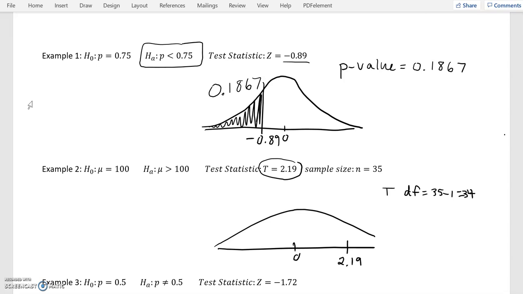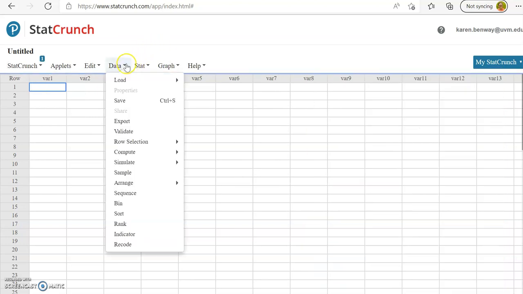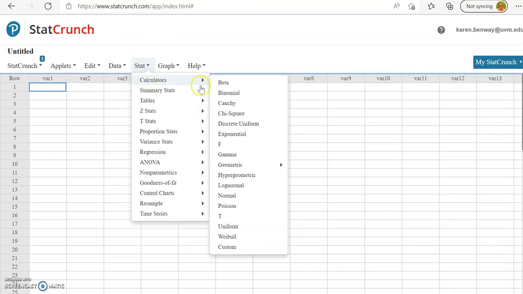And I'm going to be looking in the tail or tails that support the alternative. So the alternative is a greater than, which means larger values will support it. So this area out here is going to be my p-value. And again, I can use StatCrunch to find that. This time I don't want to use a normal calculator because I'm working with a t-distribution.